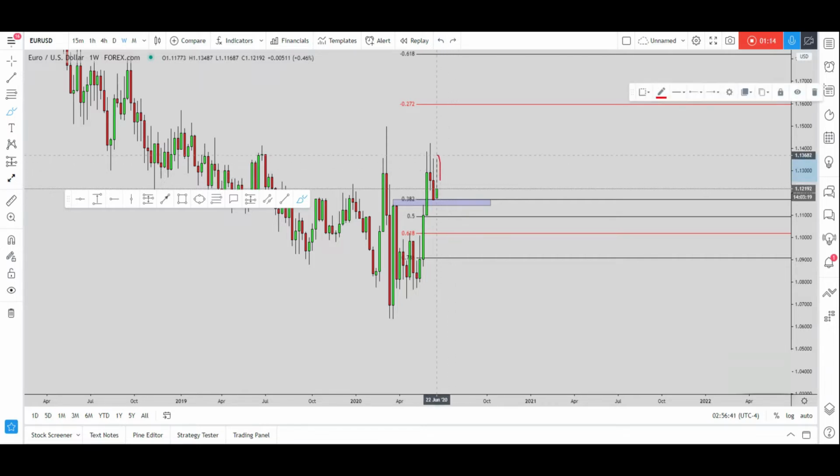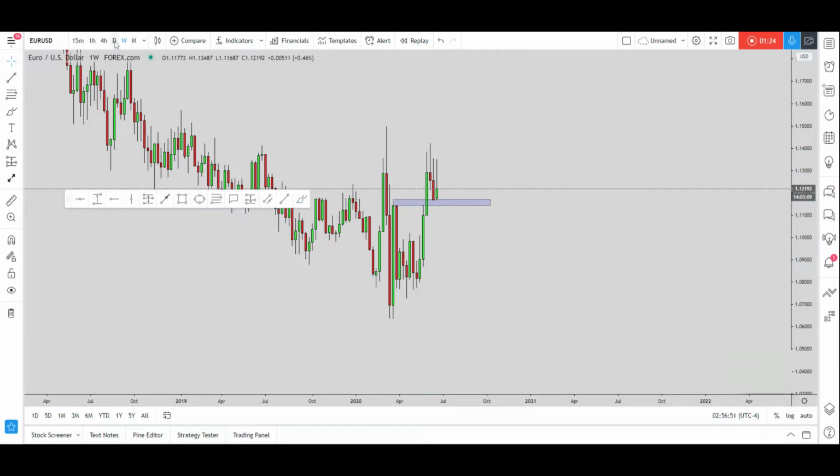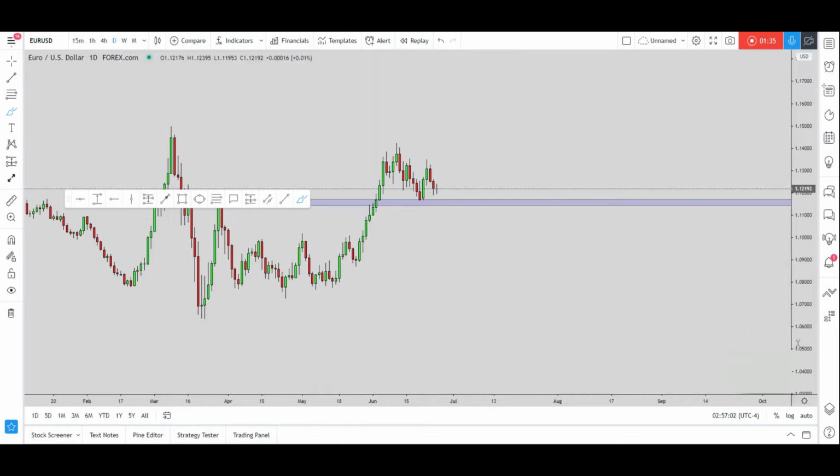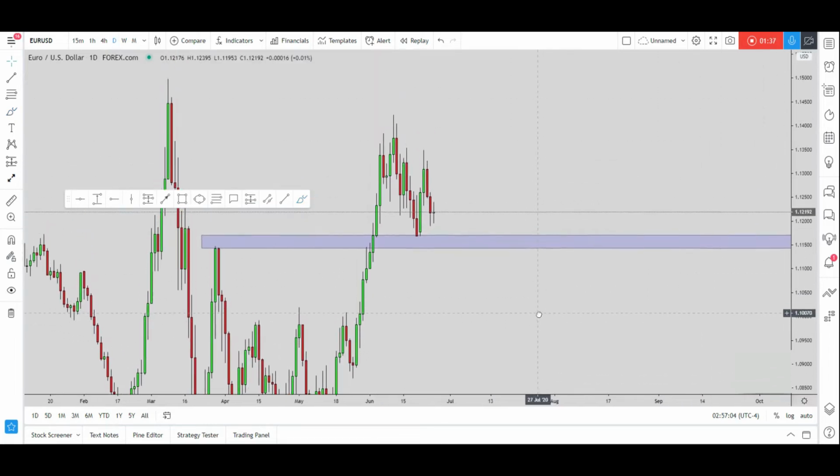Now, if Euro USD will close this trading week with this candle here, so with a long wick, we can expect the next weekly candle to fill in this wick. So we can expect this trading week to start with a move to the downside and then possibly continuation to the upside. Let's go down on the daily time frame and see what kind of situation we have on the daily.